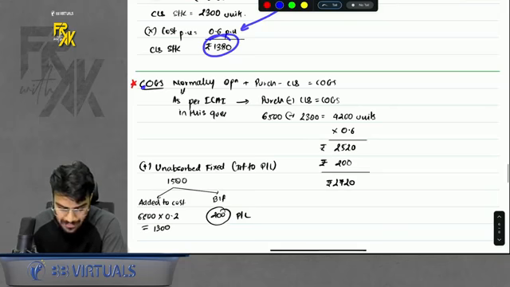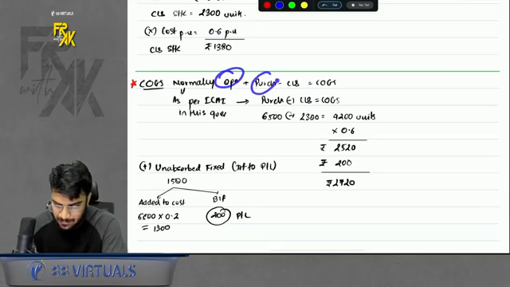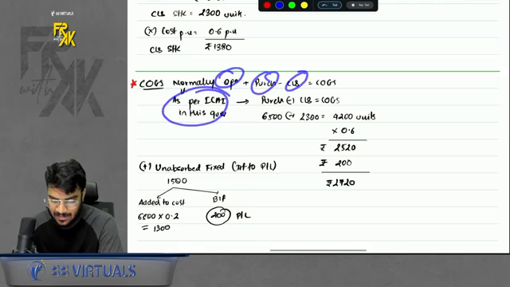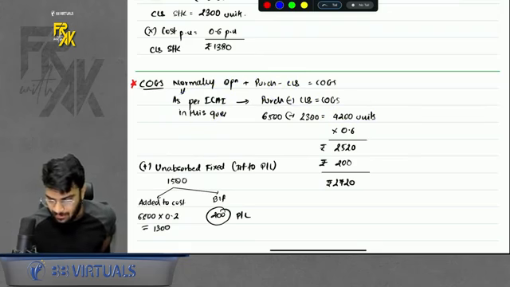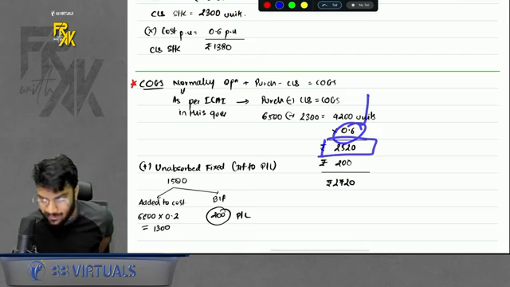Now, normally COGS, how do we calculate? Opening plus purchase minus closing. In this question, as per ICAI, they have ignored the opening part. They have only taken purchase minus closing. So with that, if you take this, you will get units at 4200. Multiply with this cost per unit, you will get the amount to be added in COGS.